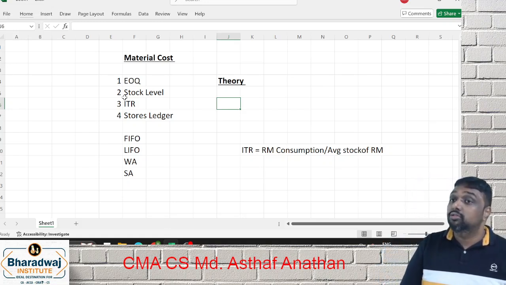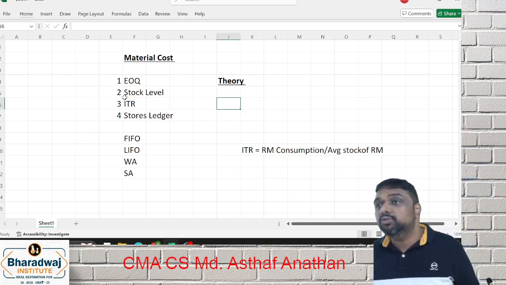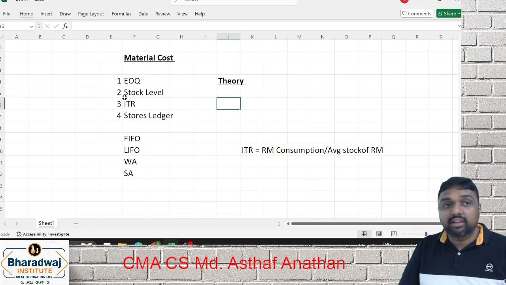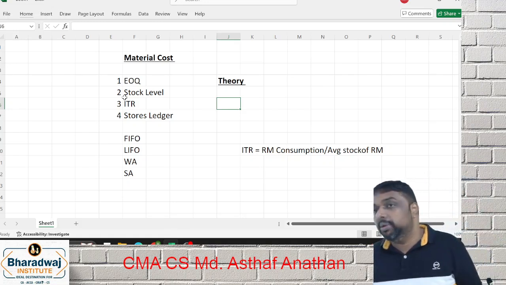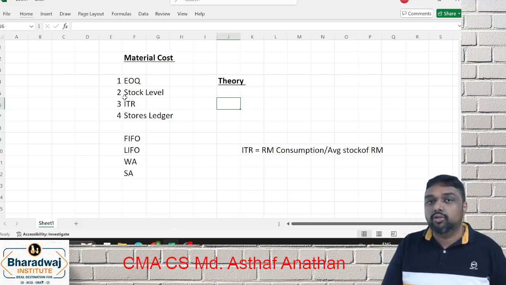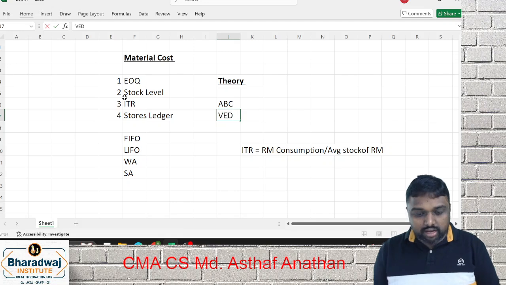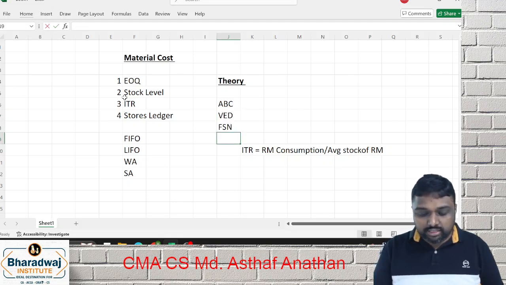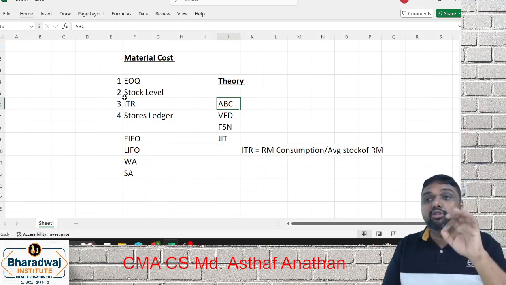What is the theory we have to learn in the material chapter? That also you just read. In our class or book, on the last page, I have given the theory. Read it from that itself. The study material has a little more, higher number of pages; here it is simplified. Theory means different types of inventory control: ABC control, VED control, FSN, JIT. What is ABC? We classify material into 3 categories.